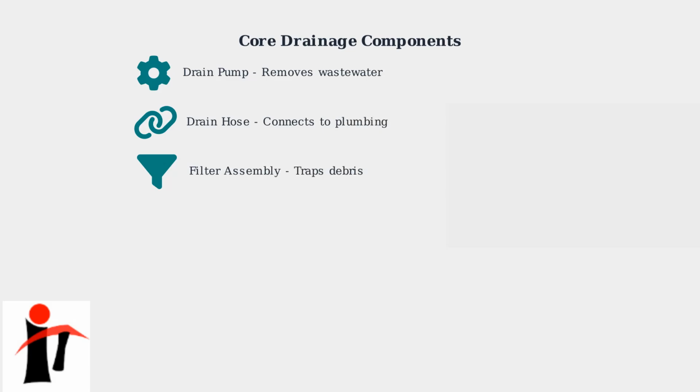The drain pump removes wastewater from the tub. The drain hose connects your dishwasher to the household plumbing system. The filter assembly traps food particles and debris to prevent clogs. If your dishwasher connects to a garbage disposal, this connection point is critical for proper drainage. The air gap prevents contaminated water from flowing back into your dishwasher.